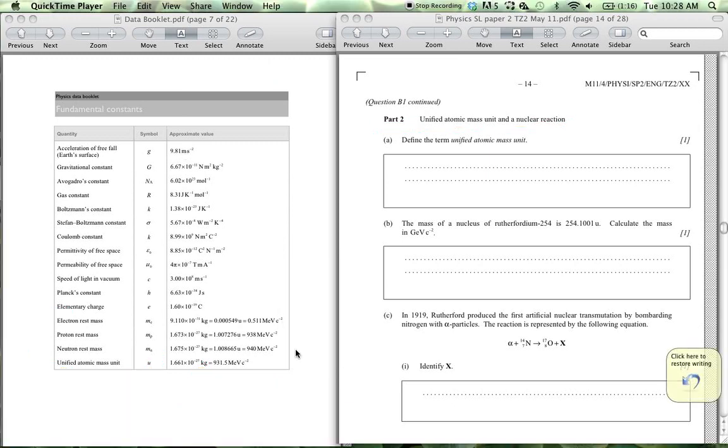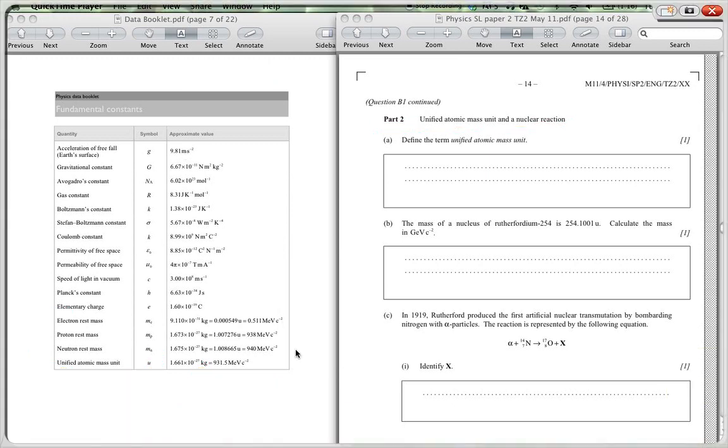Okay, so let's go to the question then. Define the term unified atomic mass unit. Now this is defined as 1/12 of the mass of the carbon-12 isotope. That was where they got that from. You can't just give this number, you had to define what it was.